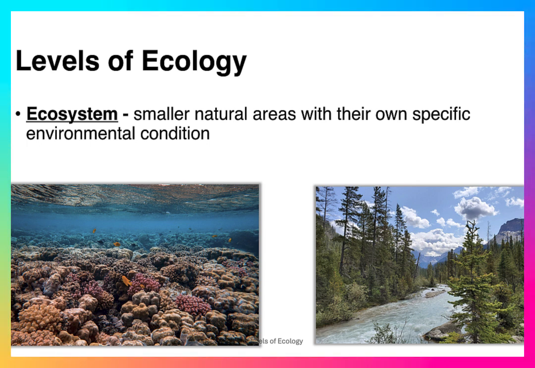Now, as you cone down from the biome, the next area that we talk about is called an ecosystem. So within a particular biome is an ecosystem. And the ecosystems are smaller natural areas that have their own specific environmental conditions. And this includes both the plants that they have as well as the animals.